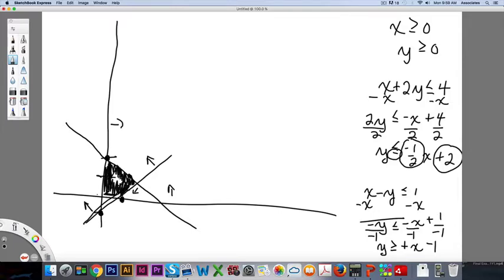And then we're going to find the vertices. All right, this one's pretty easy because it's on an axis. That's the point 0, 2. This point is the origin, it's 0, 0. And then this point is 1, 0.